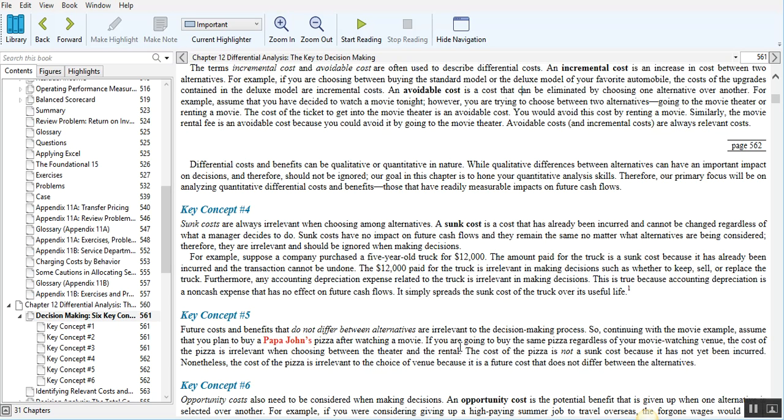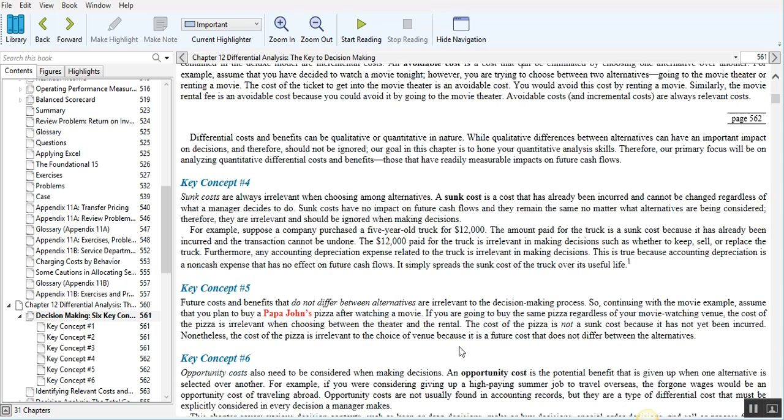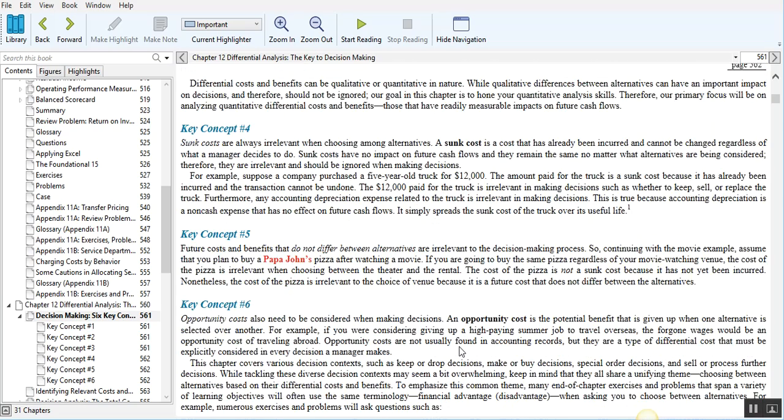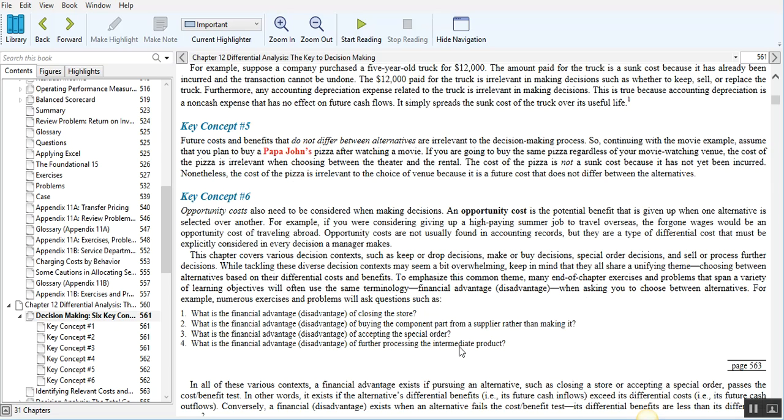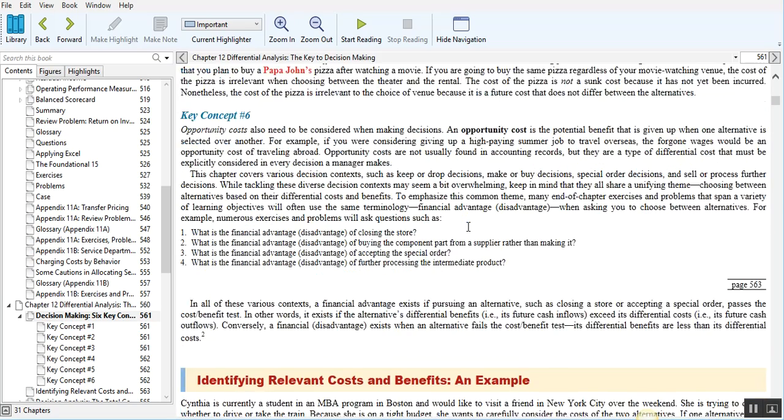If you have any future costs or benefits that don't differ between decisions, it's irrelevant. And then the last concept that they talk about here is the opportunity cost. Remember, an opportunity cost is not really a cost. It represents the revenue you give up when you pursue a different option. So if you have two options you can pursue, but one option means you surrender the revenue for a particular line of business, then that revenue given up is going to be opportunity cost.